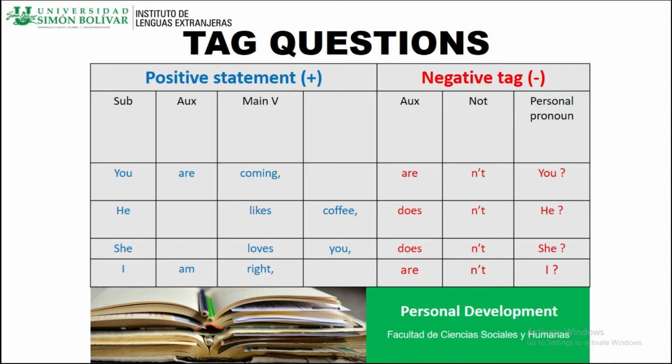Here's a table. Here's a positive statement and negative tag. These are examples. You have the subject, the auxiliary, the main verb, and again, you use auxiliary, not, and the personal pronoun. You are coming, aren't you? He likes coffee, doesn't he? She loves you, doesn't she? I am right, aren't I? Again, we use the positive statement with a negative tag.